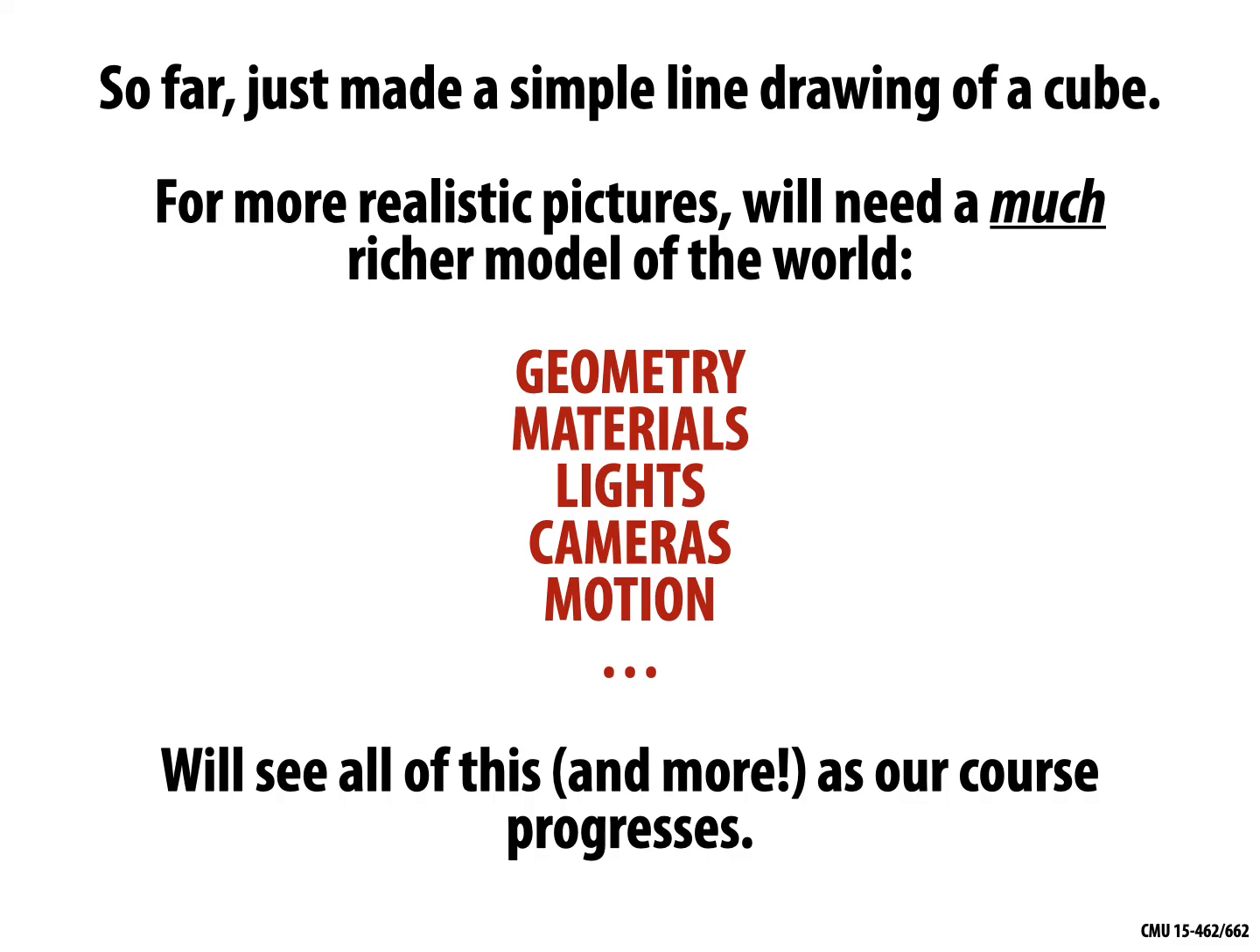So far, we've only talked about a very, very simple line drawing of a cube. Okay, if we want to generate more realistic pictures, we're going to need a much richer model of the world. We're going to need to talk about geometry. We're going to need to talk about materials, right? How do you distinguish leather from paint, from carpet or whatever? We need to talk about lights, different kinds of illumination. We need to talk about camera models. We need to talk about motion. We need to talk about all sorts of things and all the algorithms to translate that data into images. And we will see all of this and more as our course progresses.